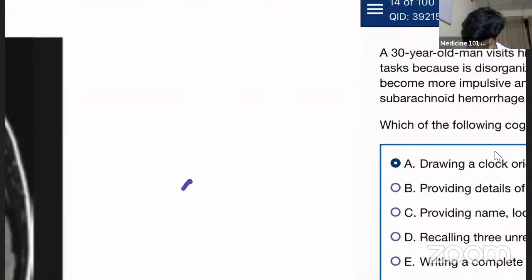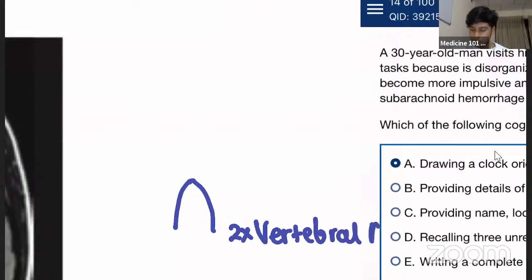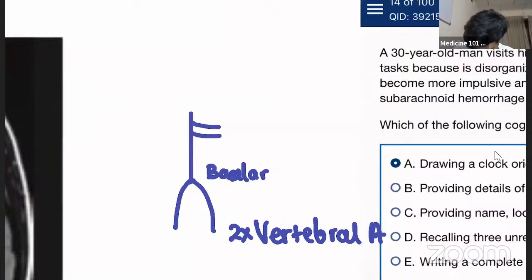We have two vertebral arteries, one on either side. They form a larger basilar artery, which gives rise to several branches, including the pontine artery. Can someone tell me what the pontine artery supplies?